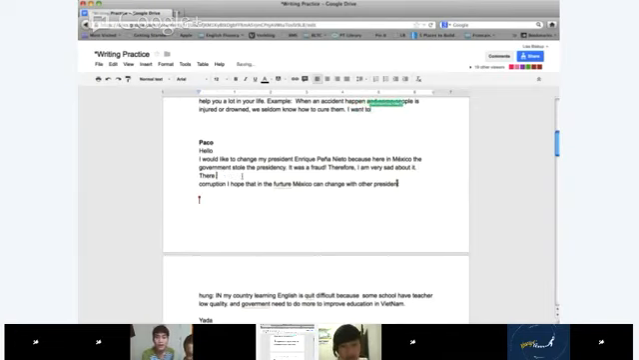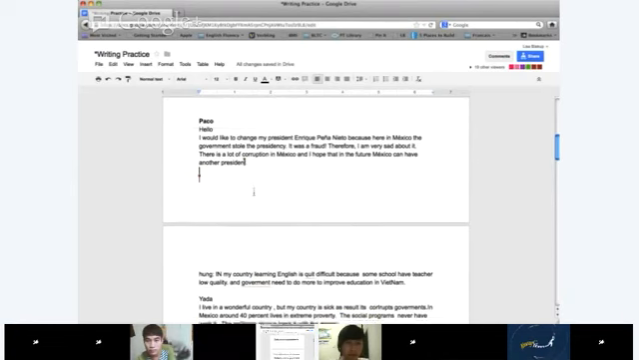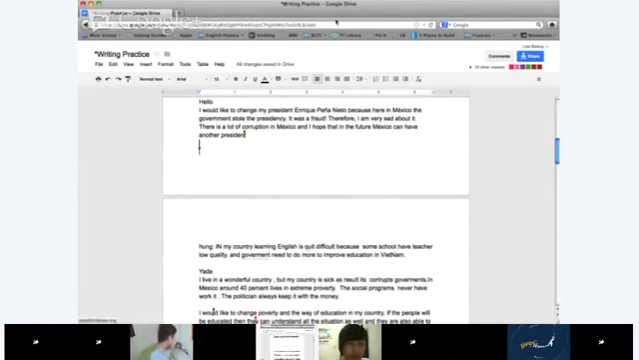There is a lot of corruption, I would say, in Mexico. And I hope that in the future, Mexico can change, have another president or a different president. Yeah. How long is he going to be president? In fact, Enrique Peña Nieto doesn't speak English, and I think it will be president. He must learn English, and he is an important person, and I am very sad to say it. And Mexico, I don't like my country.